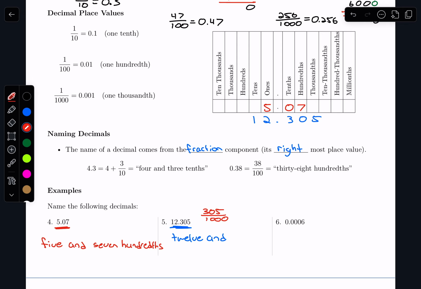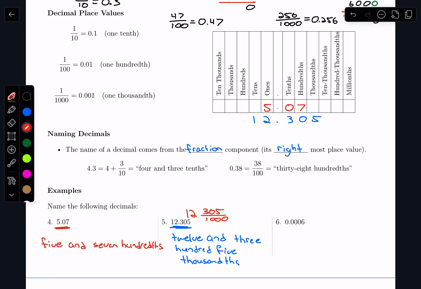Okay, so we have 12 and we name the top digits 305, and then we name that place value, which is the denominator of the fraction. So 12 and 305 thousandths. So it's 1,000 with a THS at the end. 12 and 305 thousandths. And specifically as a mixed number, this would be 12 and 305 over 1,000.